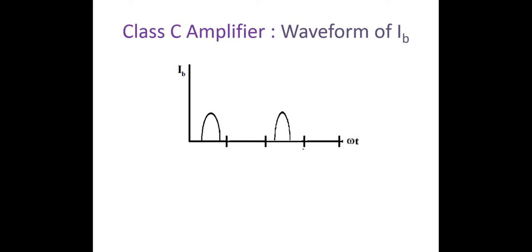An additional property that you can notice from this plot is that the time period of the IB is the same as the time period of the VI. Or we can say that the frequency of IB is the same as the frequency of VI. So what is the reason for this?